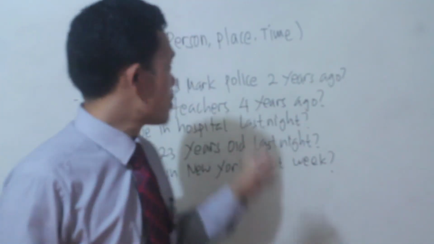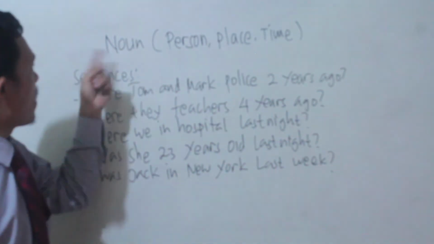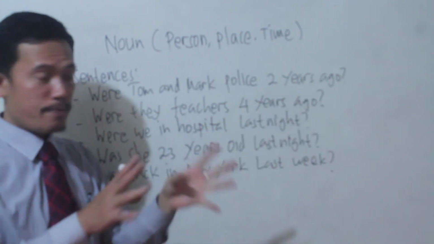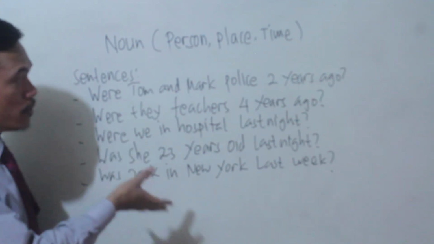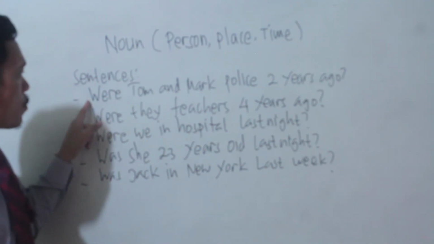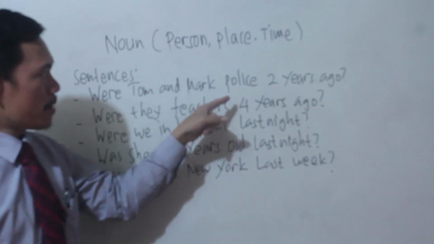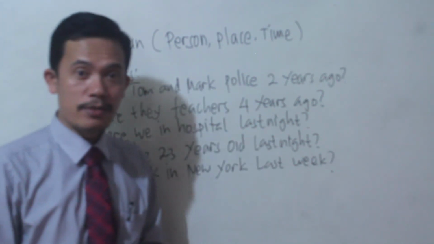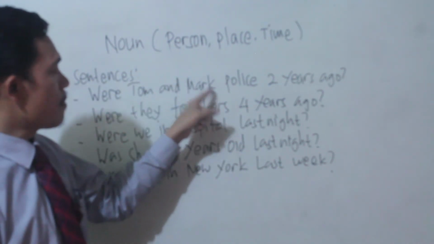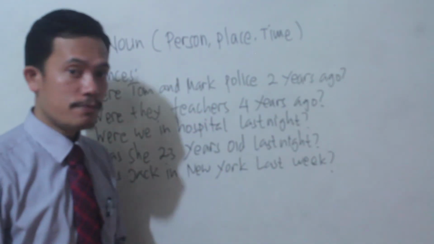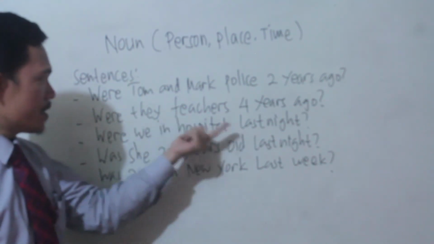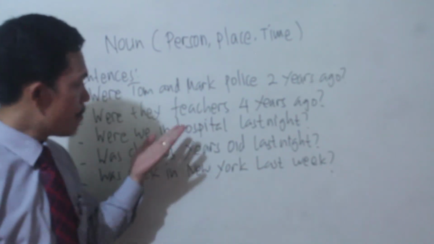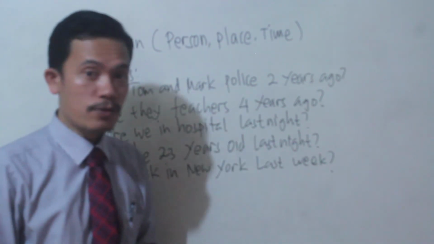Well, everybody, when in the sentence we find a noun, the noun can be a person, place, or time as the predicate. We have to look at these examples. Sentence number 1: Were Tom and Mark police 2 years ago? Apakah si Tom dan si Mark polisi 2 tahun yang lalu? Next, were they teachers 4 years ago? Apakah mereka guru 4 tahun yang lalu?